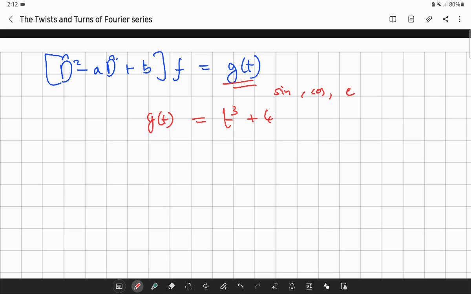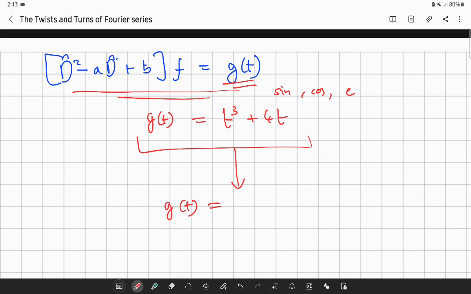In that case, you're really in trouble, because there is no known solution of this response. This is a non-linear equation. This equation becomes non-linear in that case. So what do we do? We take this g of t, we find a Fourier representation of it, in terms of a cosine plus b sine, and so on. You have infinitely many terms.